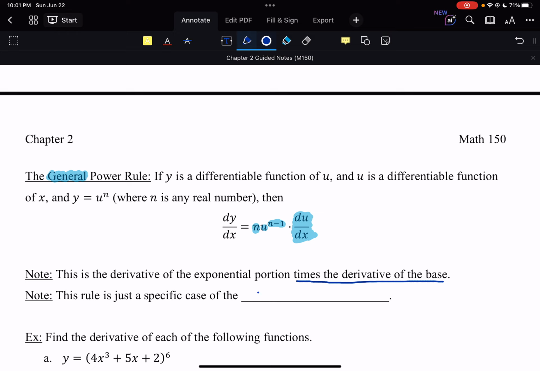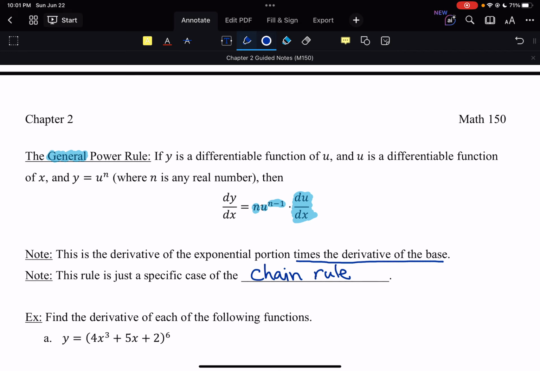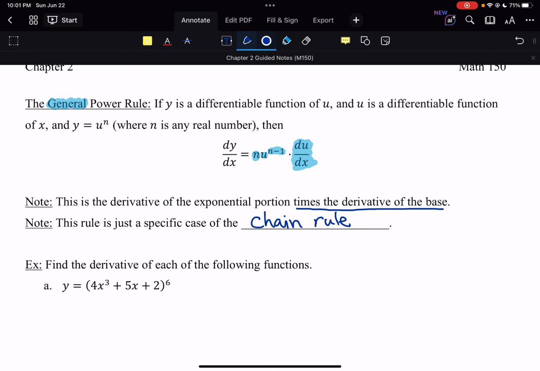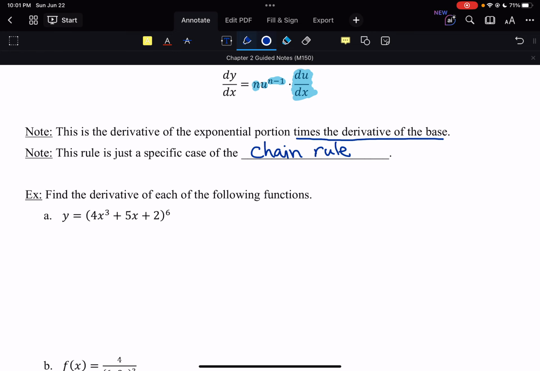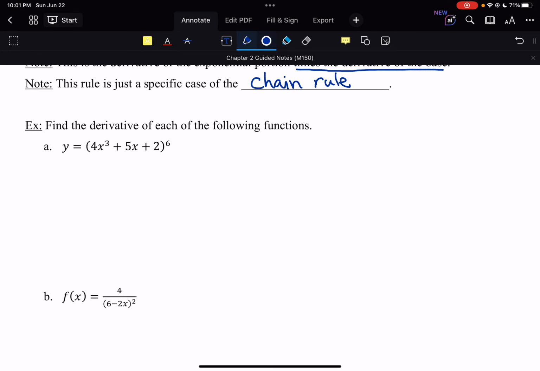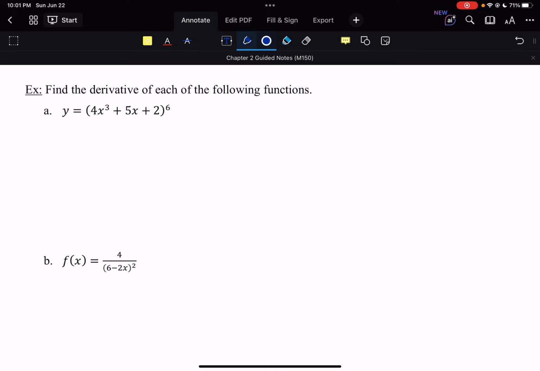And again, this rule is just a specific case of the chain rule. There's nothing different about it. It's just that it comes up so frequently, they like to mention it separately. But the chain rule and this general power rule give us a lot of power in computation to solve problems like this first one, part A.